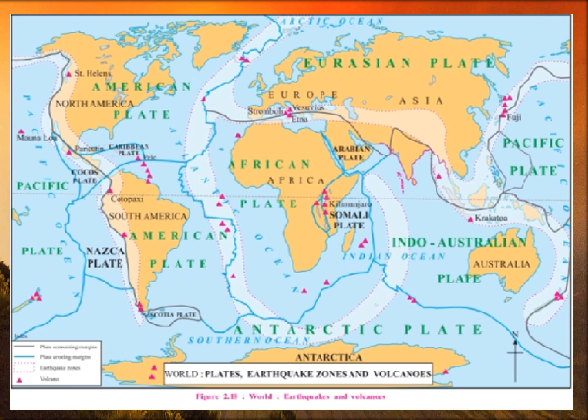As we look and understand, the plate boundaries are directly related to areas of earthquakes and volcanoes. Most of the volcanoes, which are shown in pink triangles, are located on the plate boundaries. Similarly, the earthquake zones, which are represented on the map as pink dotted marks, you can see students, are also seen in the border areas.